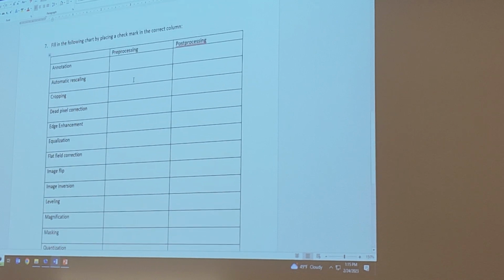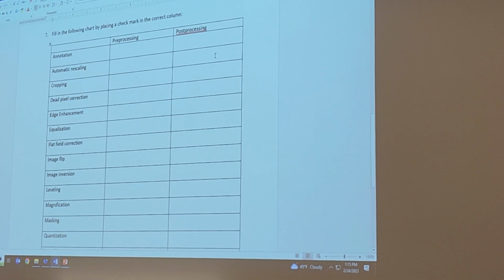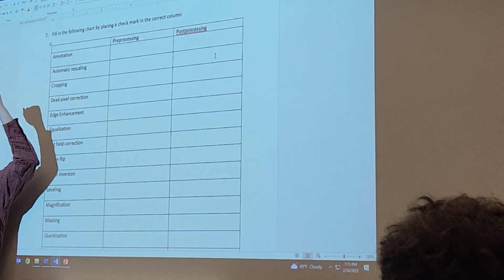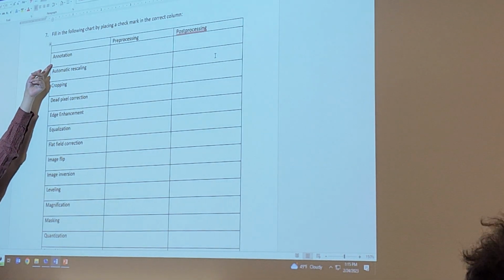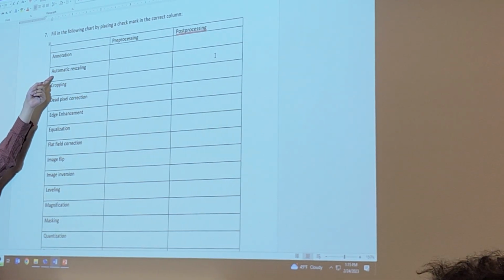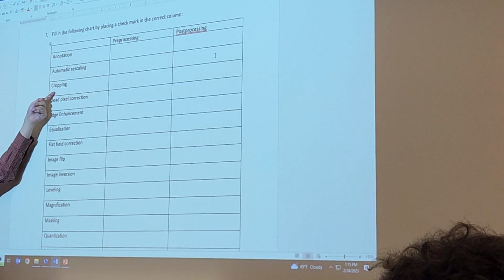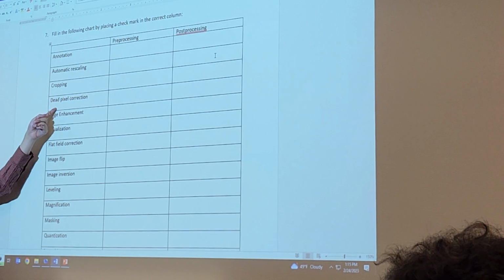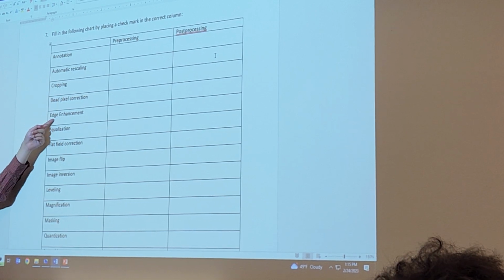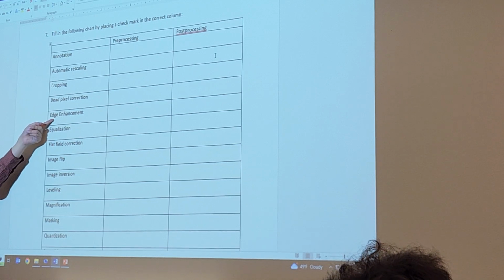Alright. And then for our final question, Veronica. Just have to do 5 of these. So, annotation, pre or post? Post. Automatic rescaling. Pre. Cropping. Post. Dead pixel correction. Pre. Edge enhancement. Post. Very good.